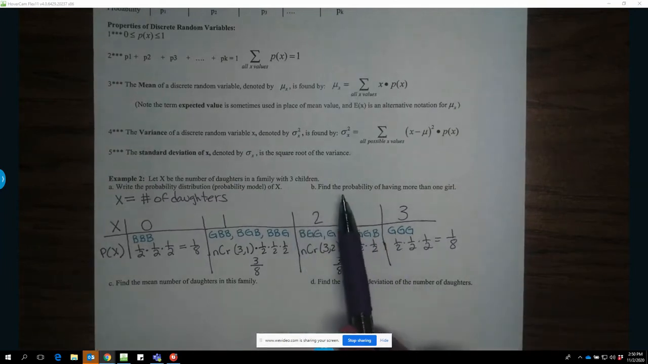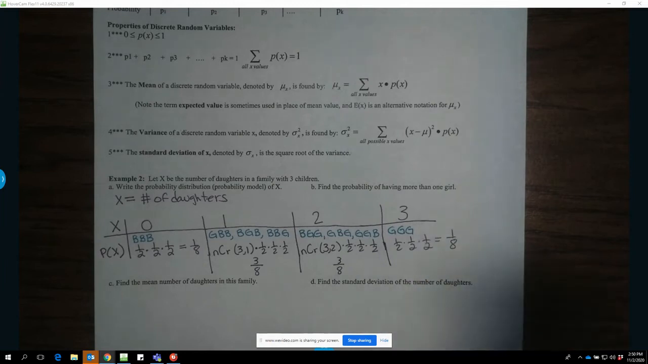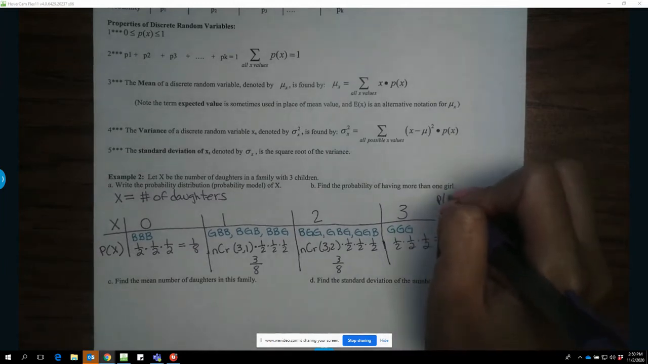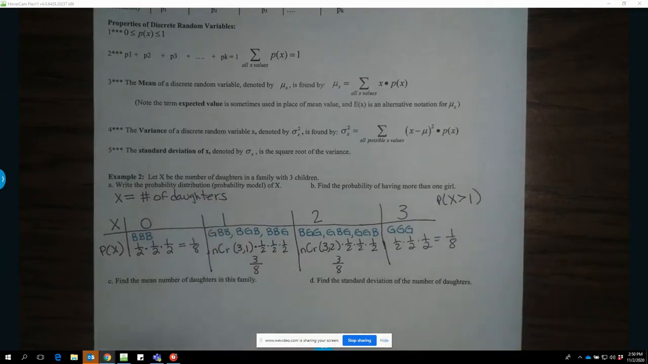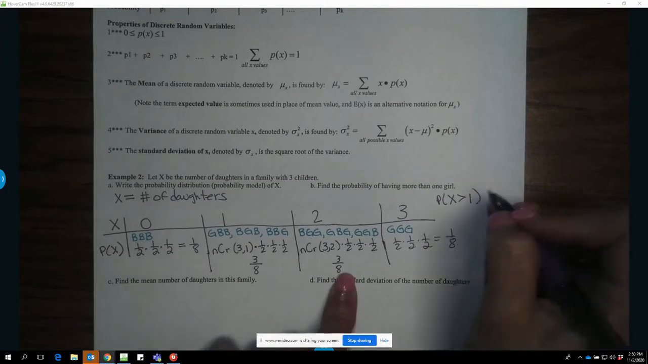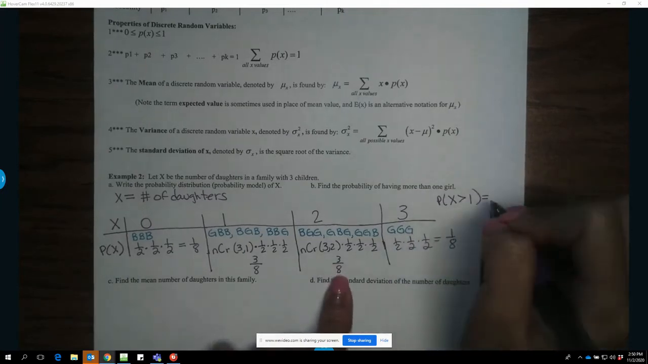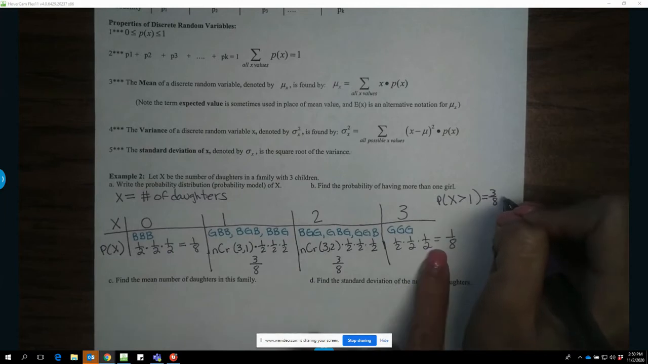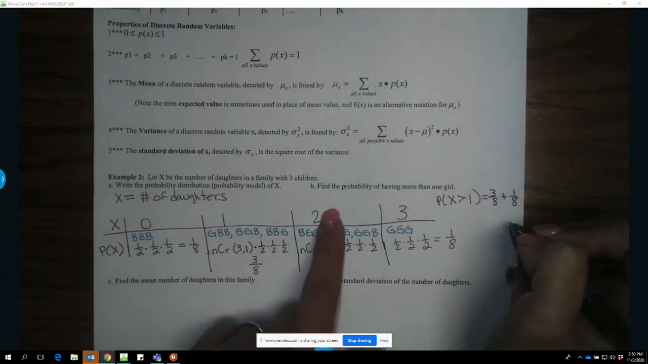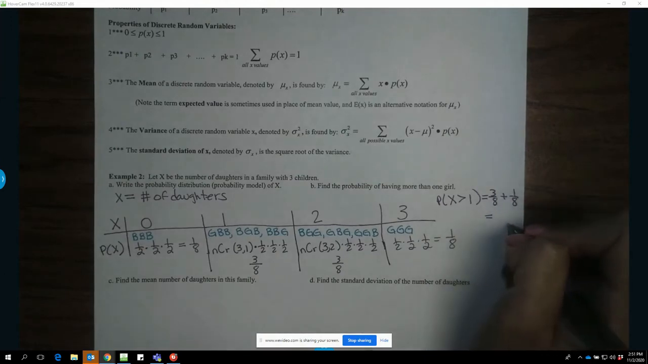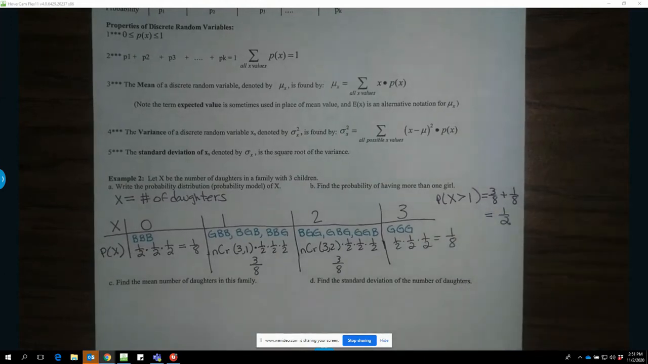So letter B, find the probability of having more than 1 girl. So basically I want the chances that X is more than 1. More than 1, because remember X was the number of girls or daughters. So more than 1 would be, you would have to add 3/8 plus 1/8, because those are the ones that are more than 1. So 2 or 3. So that's going to just give me a 1/2.